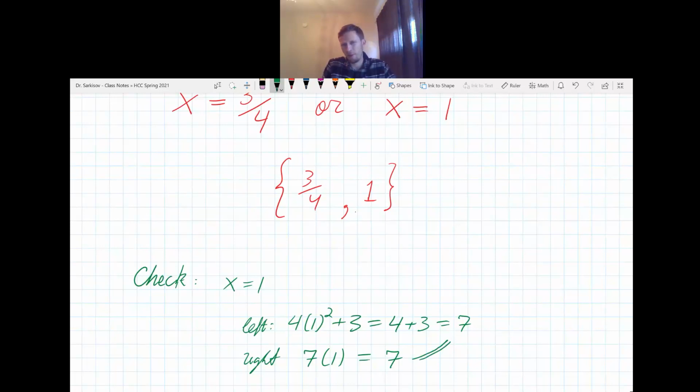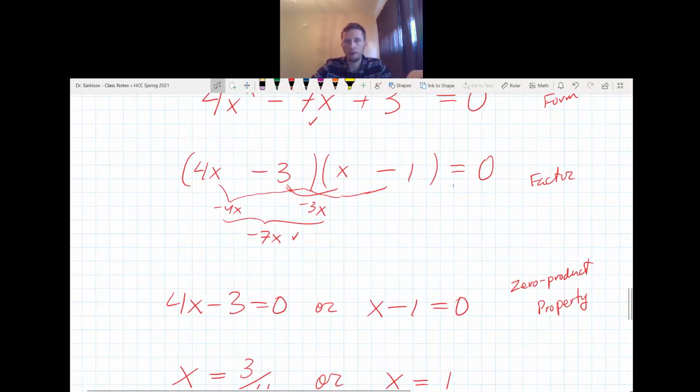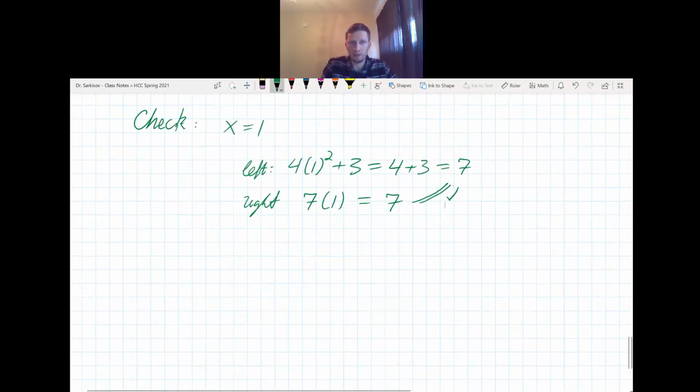Great. That was something we could have probably guessed if we didn't know anything about quadratic equation solving. The methods we've learned right now are factoring and using the square root, the zero product property. Now let's check the other solution. X equals, what was it? 3/4, I believe.